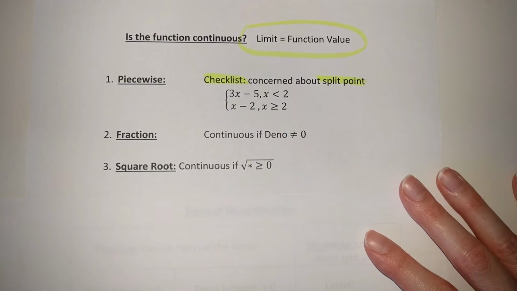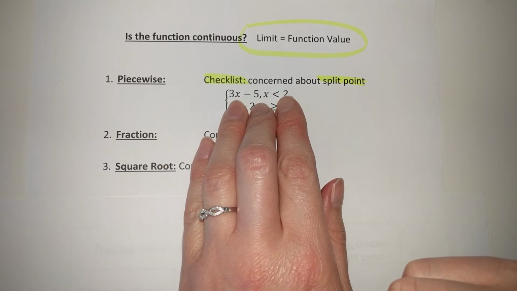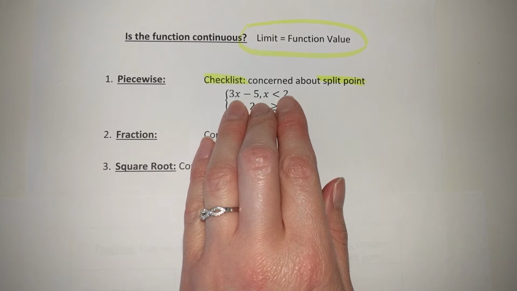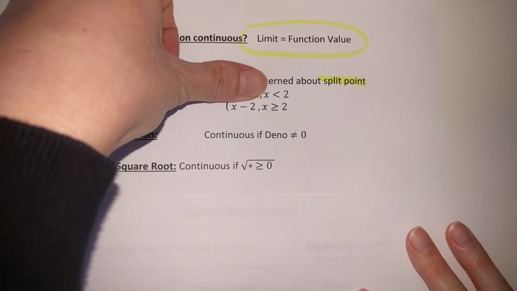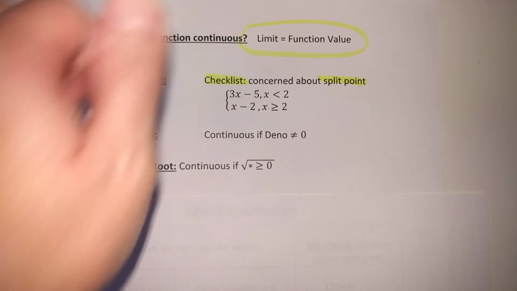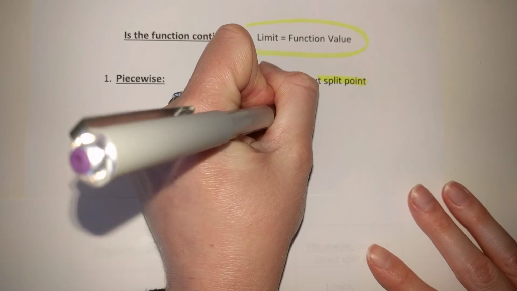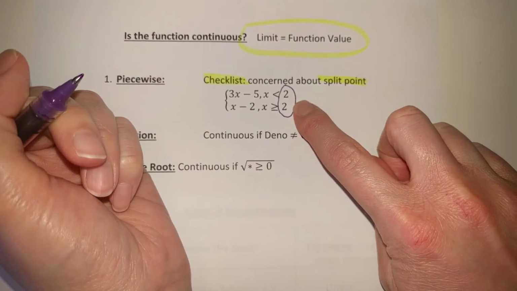And that's usually the case because, if you look at the first piece here, the 3x minus 5 is a polynomial, a linear function, perfectly continuous. And if you look at the second piece, the x minus 2, again, a linear function, perfectly continuous.